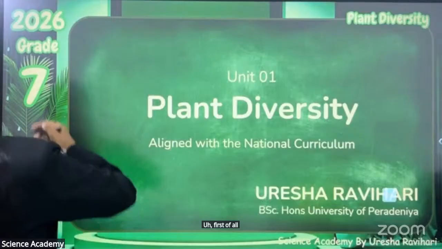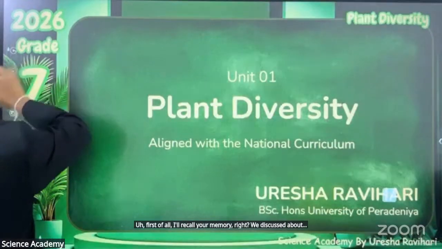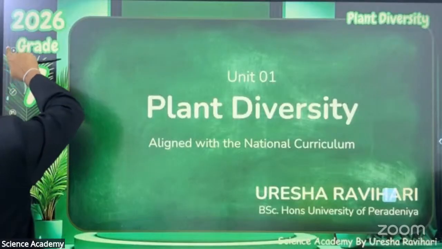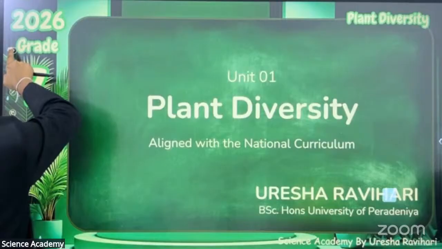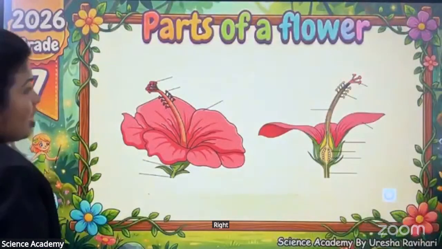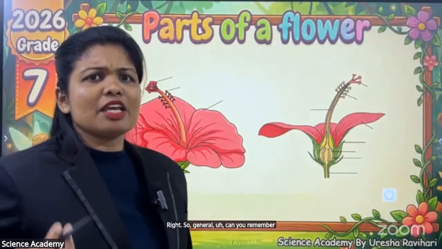First of all, I'll recall your memory. We discussed the parts of the flower. Right. So children, can you remember? Quickly, we'll name these parts.